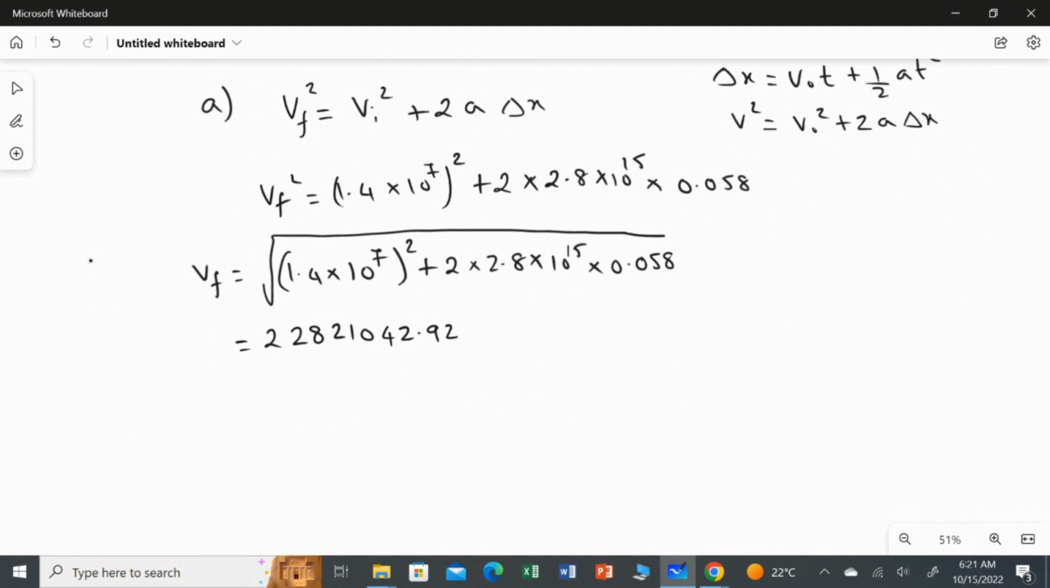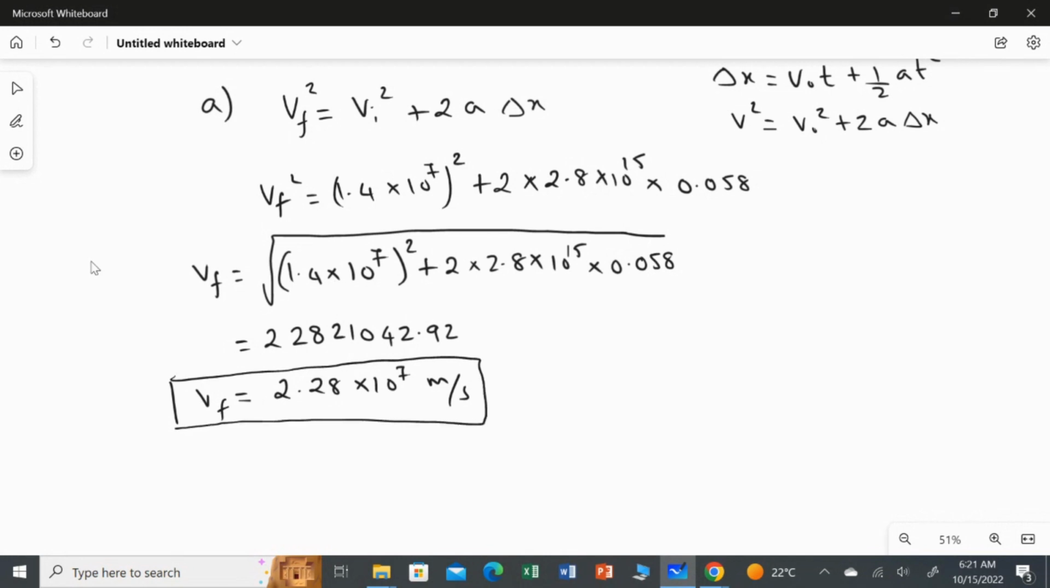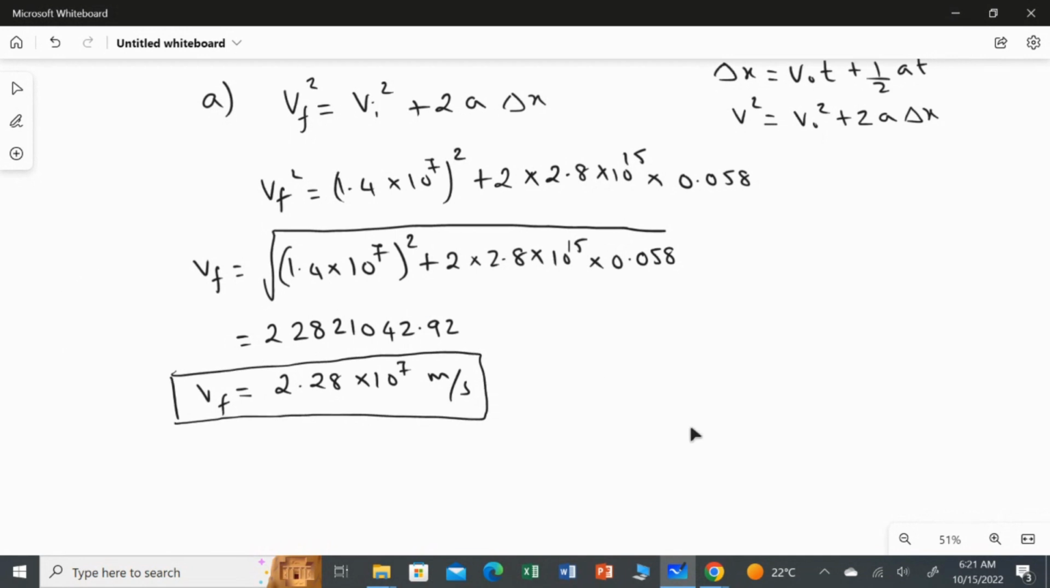22821042.92. So I can write this number as 2.28 multiplied by 10 to the power of 7 meter per second. So this is my final speed. Clear? So once we found the value of this final speed, it is very easy to find the value of the change in kinetic energy.